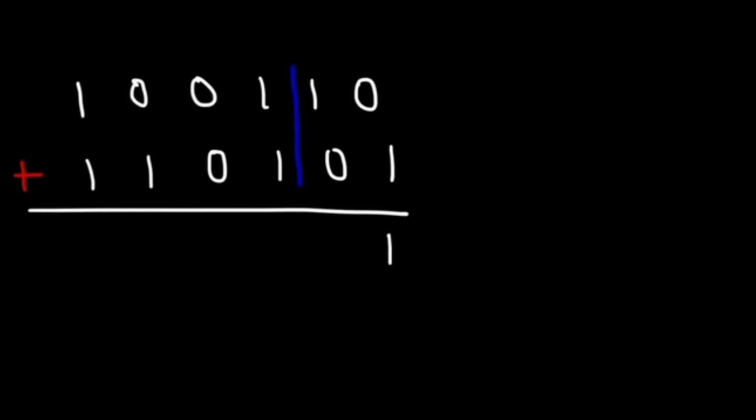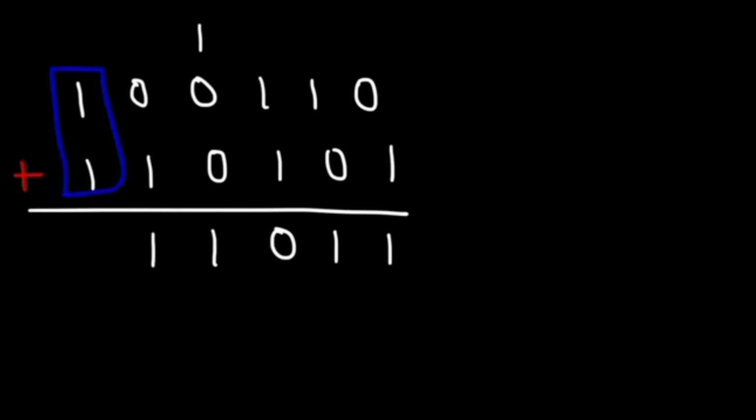And then in the next column we have 1 plus 0, which is 1. And then it's 1 plus 1, which is going to be a 0, but we need to carry over a 1. Now for the fourth column, it's 1 plus 0 plus 0, which will equal 1. And then we have 0 plus 1, which is 1. And then next is 1 plus 1, which is 0, but carry over a 1 to the next column, which will give us 1.